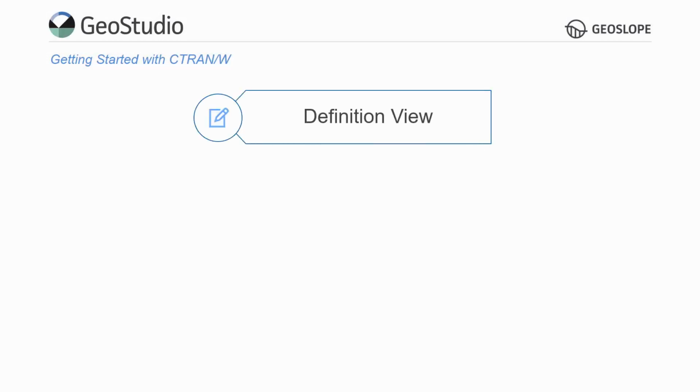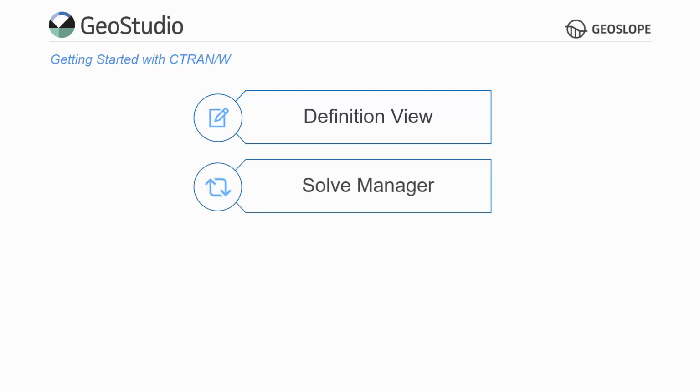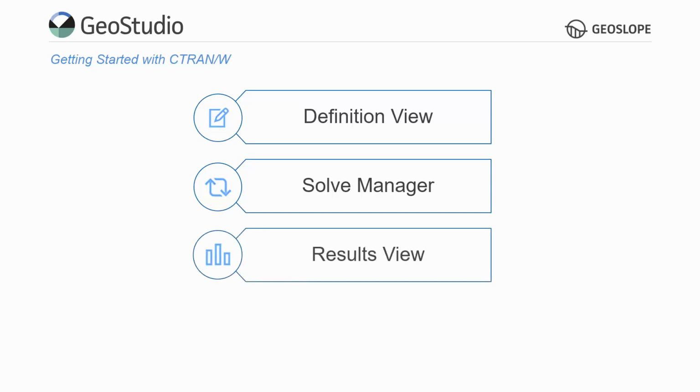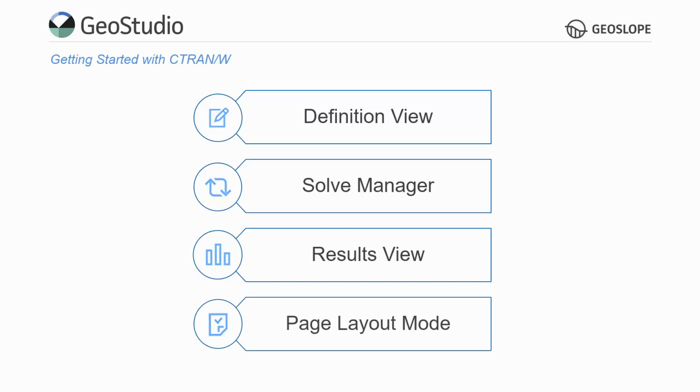This video will cover how to set up the properties of a CTRAN-W analysis in the definition view, use the Solve Manager to solve the numerical analysis, interpret the solved analysis in Results view, and view and print the analysis in page layout mode.